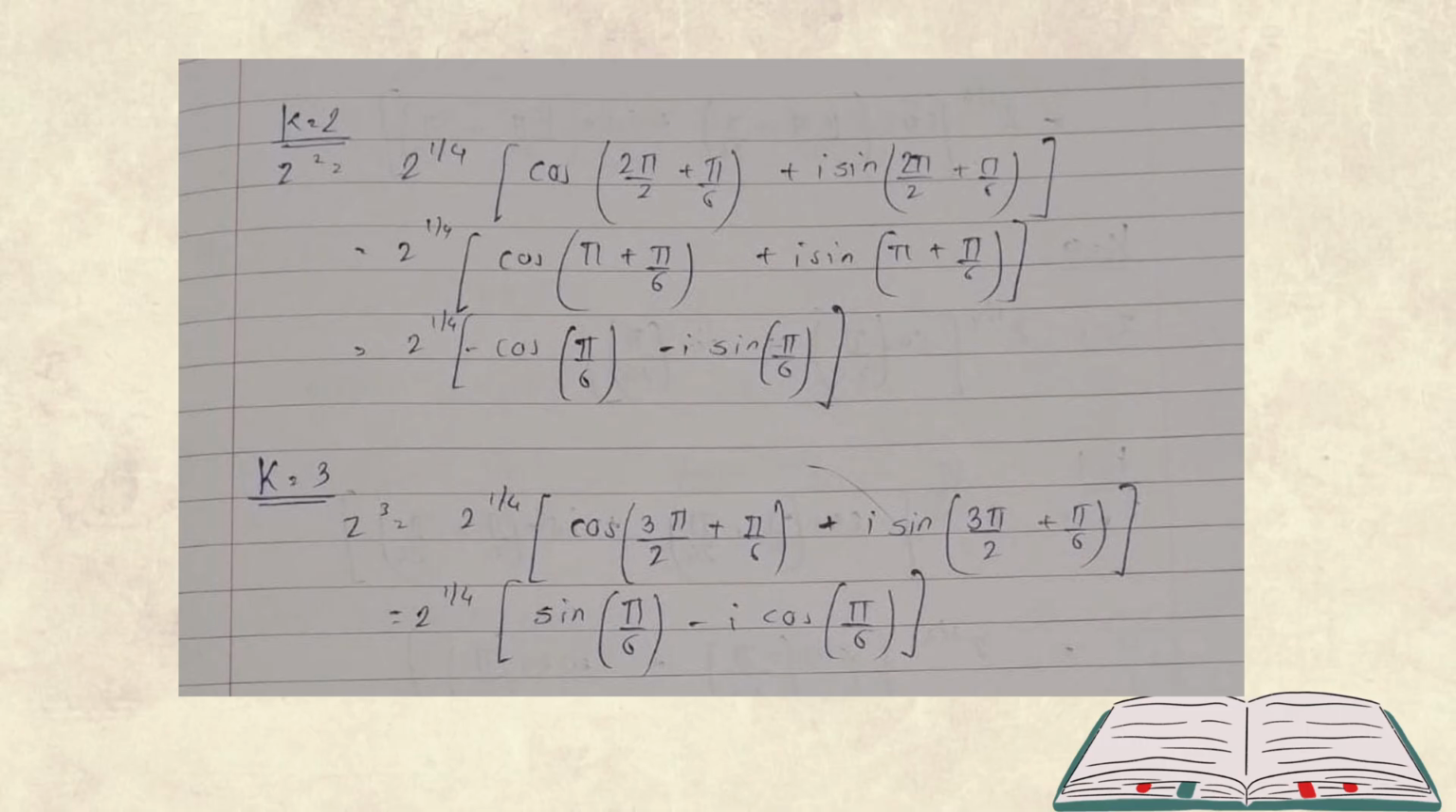So De Moivre's theorem makes this process much more straightforward than trying to solve it algebraically in the a plus ib form.